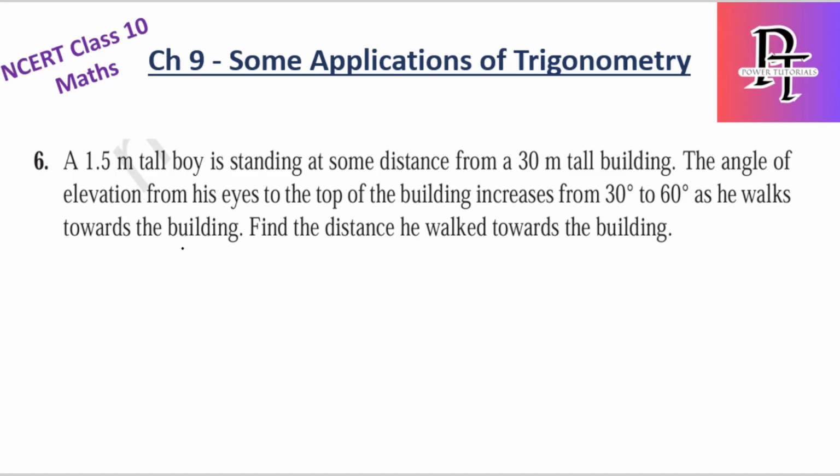Question number 6 is: a 1.5 meter tall boy is standing at a distance from a 30-meter tall building. The angle of elevation from his eyes to the top of the building increases from 30 to 60 degrees as he walks towards the building. Find the distance he walked towards the building. So let's understand the question.